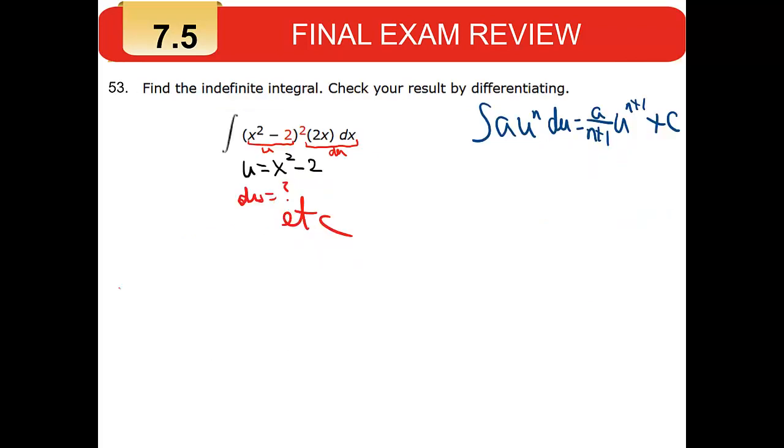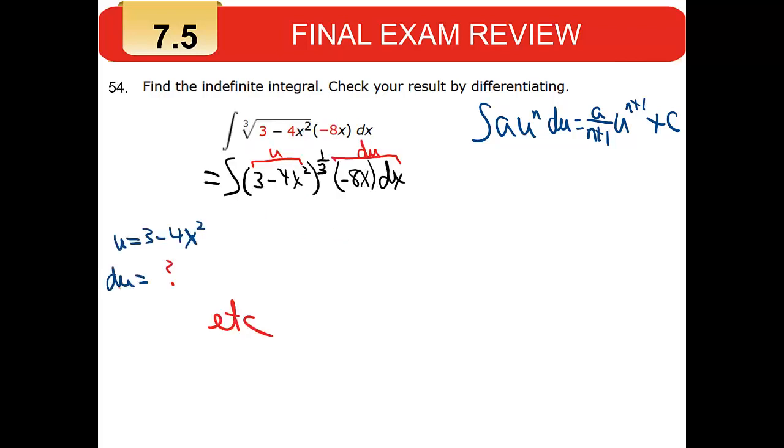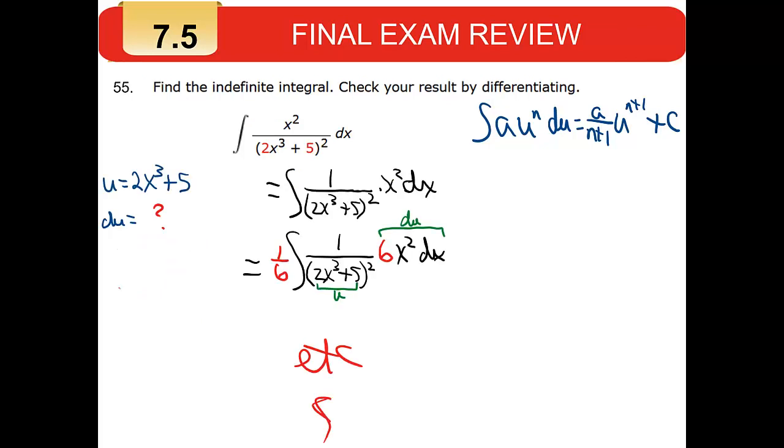Here you can do a substitution and let u be x squared minus 2 and then take it from there. Here's another substitution. You're going to let u be 3 minus 4x squared. Take it from there. Here's the substitution. You're going to have u being 2x cubed plus 5.